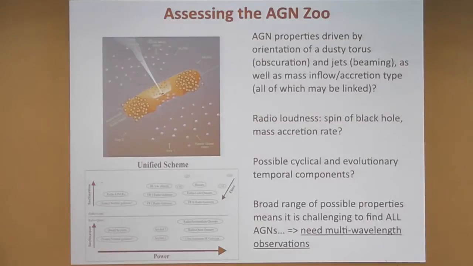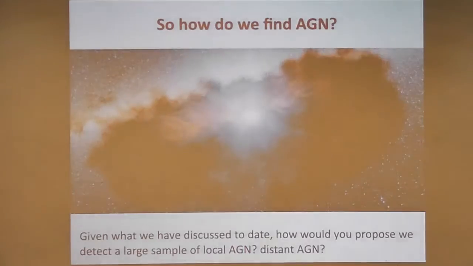Vector may not actually slice through a large fraction of the AGN population. So how do you find them in that case? It's very challenging, and you need multi-wavelength observation. Right? So how do we find AGN? Given what we've discussed to date, how would you propose to detect a large sample of AGN, either locally or at high redshift?